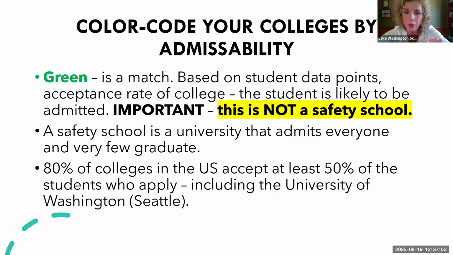So the first category of schools are what I call match schools, and I color code them green. You don't have to do it green, you can do whatever you want. But this just means based on the student data and the college data, I think it is likely that a student will be admitted. Now, if I have done my job right and I've looked at things like graduation rates, retention rates, programs, cost, culture, this green school is not a safety school.